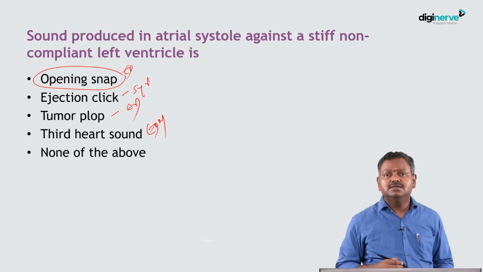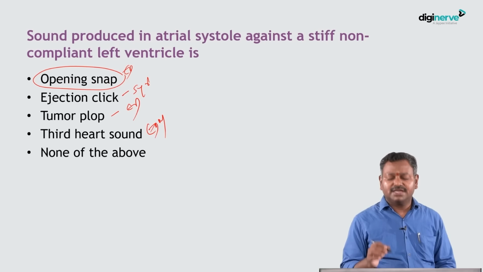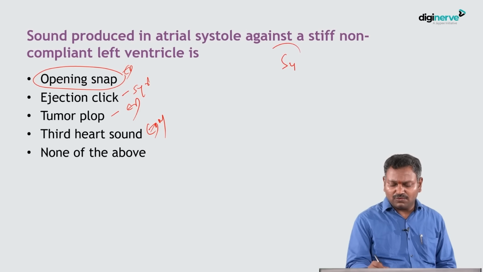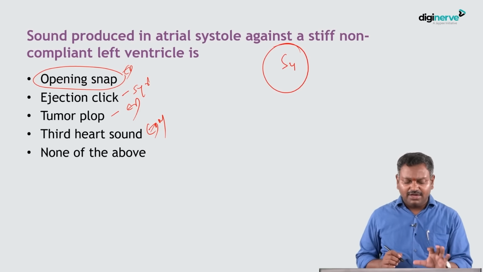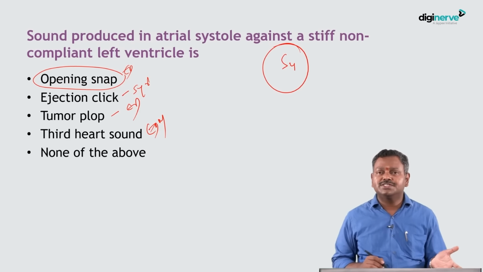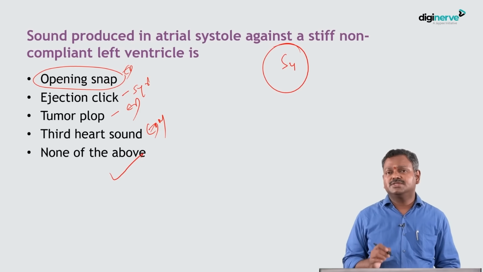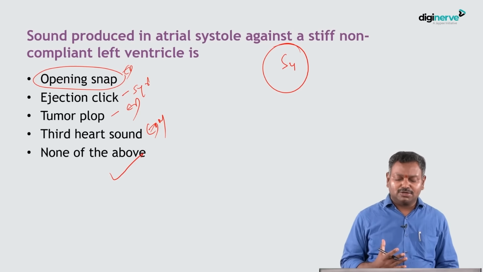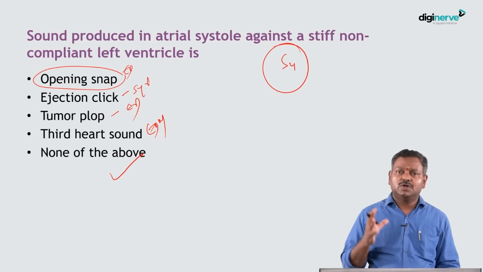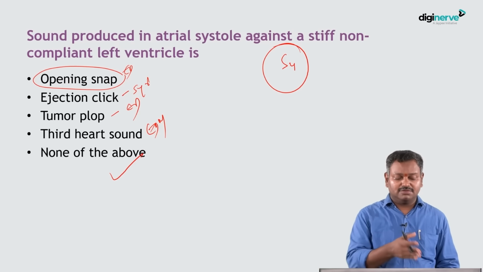So what is this? The sound that is produced at the atrial systole is S4. The answer for this is S4, and see, in this option there is no S4. So none of the above is the option. So be careful, when you see none of the above, it may also be a correct option. Here atrial systole on a stiff ventricle produces S4. None of these is correct.